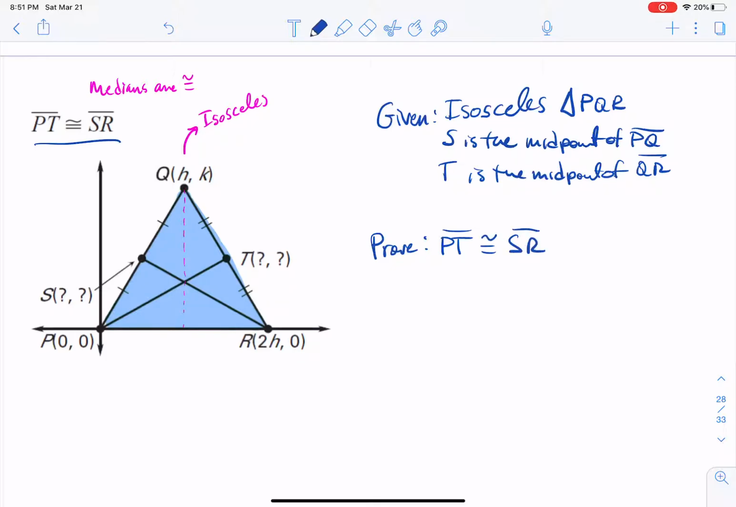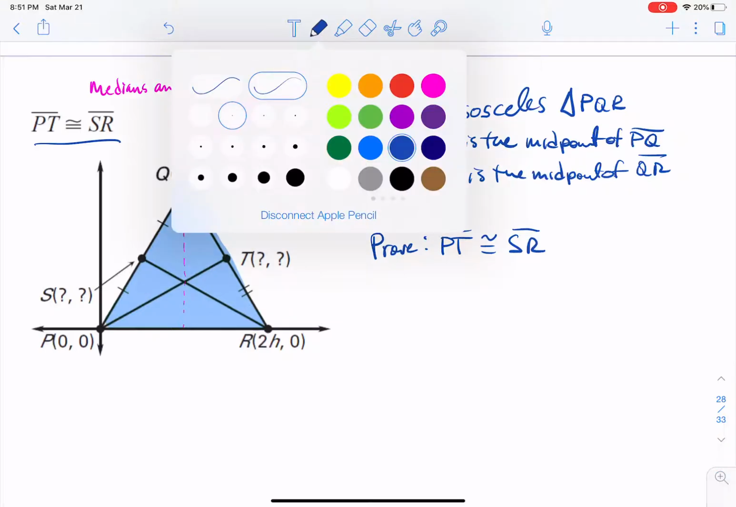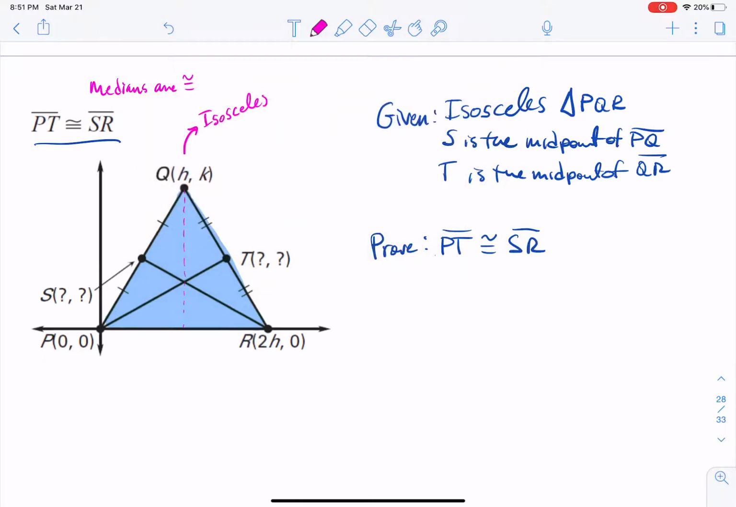Well, one of the ways that we proved something like this in the last unit was the idea of congruent triangles and using CPCTC. So here's another way to tackle something very similar. In the coordinate plane, in order to show that segments are congruent to each other, we usually use the distance formula. But before I can use the distance formula, of course, I am going to have to get the coordinates of points S and T. So for those, we'll have to use the midpoint formula.